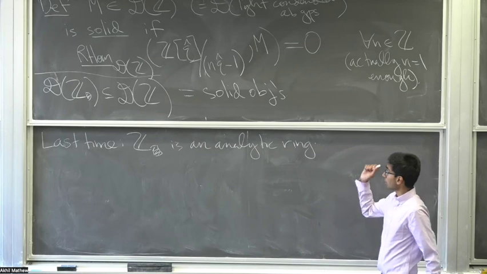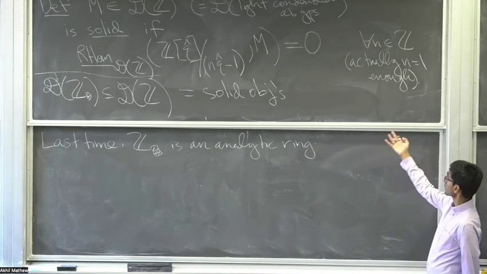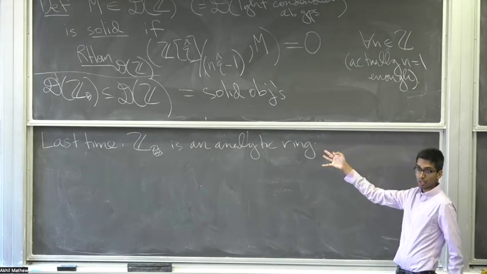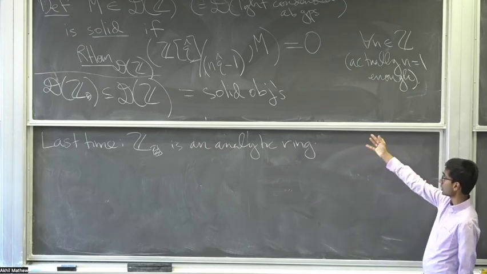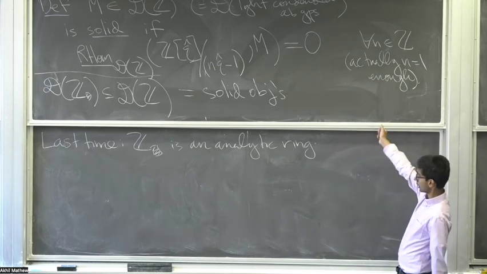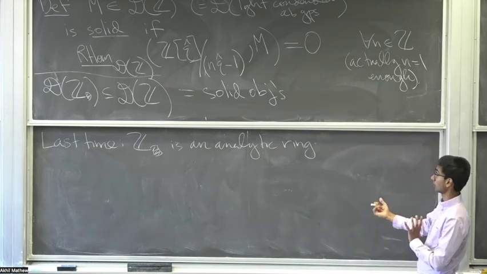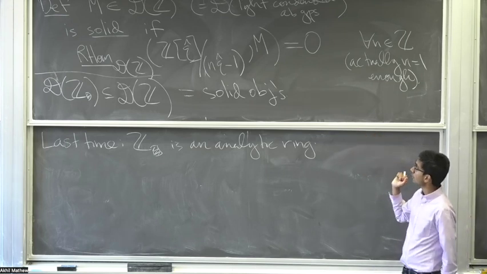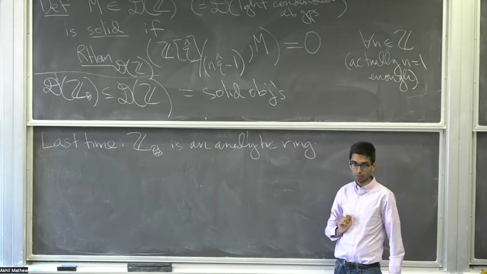So let's recall where we were last time. Last time we were using the following definition. We started with an object M in the derived category of light condensed abelian groups, and it was called solid if it had this property: the internal hom from Z[[T]], modulo (n times T minus 1) where n is an integer, into M should be 0. Z[[T]] was sort of the free object on a null sequence. And we said that D(Z_solid) was the subcategory of solid objects in D(Z).